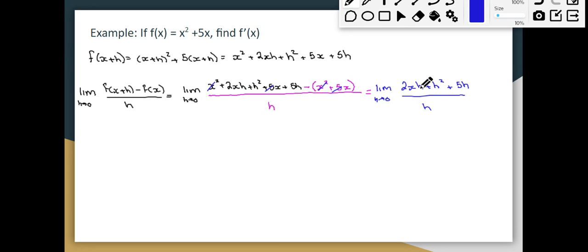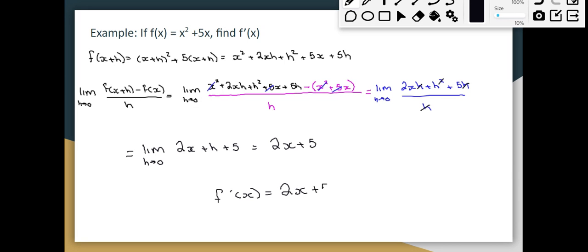Now I can see in the numerator, every one of these terms has an h. So we can actually cancel, just as if we factored out that h, this h with everything that has an h in the top. This only works because everything has an h. So we get the very simplified expression: the limit as h approaches 0 of 2x plus h plus 5. Now I can do my substitution, so I just get 2x plus 5. This tells me that f prime of x, the derivative, is equal to 2x plus 5.